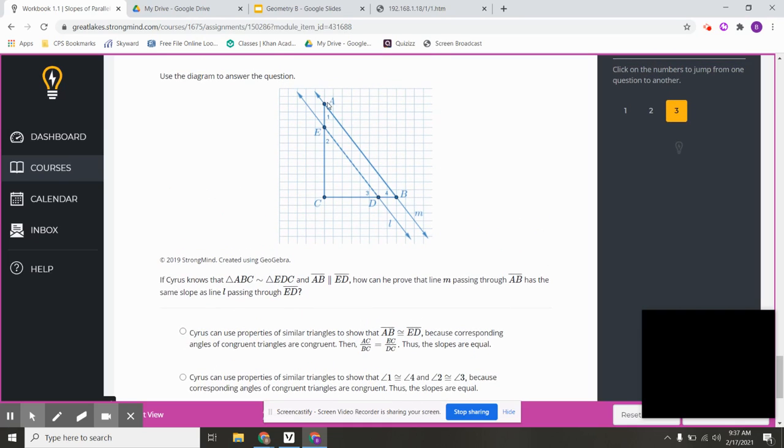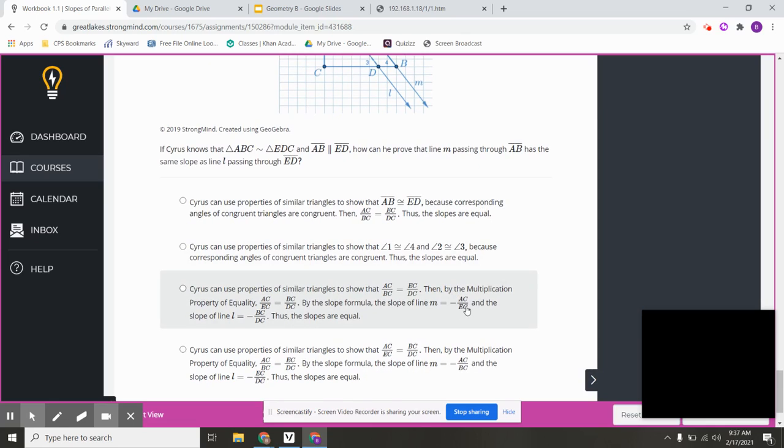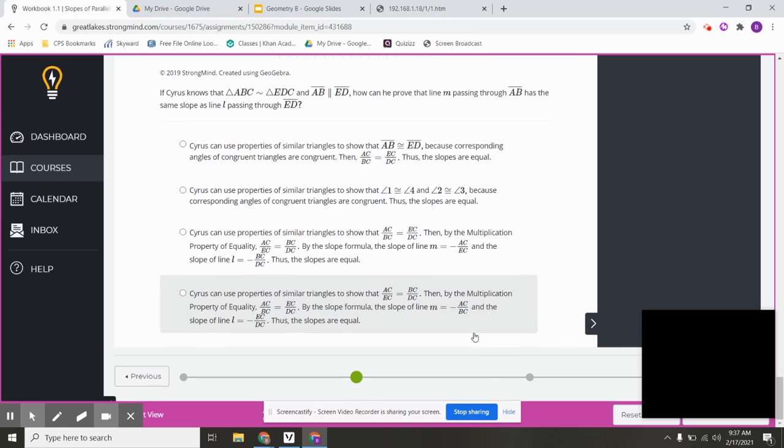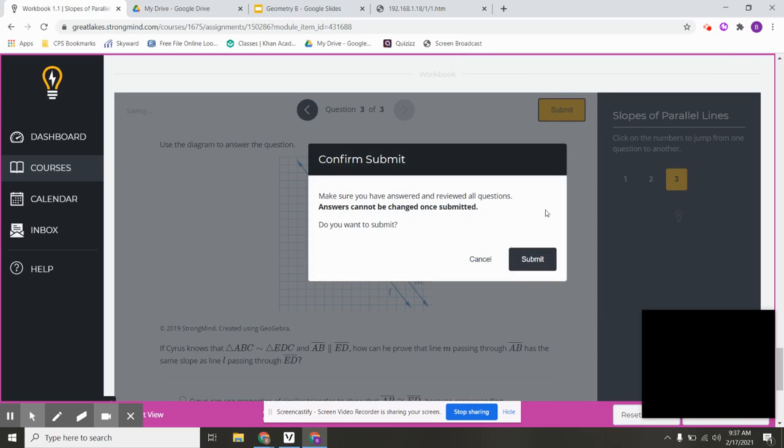So the rise for this one is AC, and the run is BC, or CA and CB. So let's look here, M, AC, and EC. That is not the right one. So it has to be this last one right here. So you have to make sure it's describing the right one.